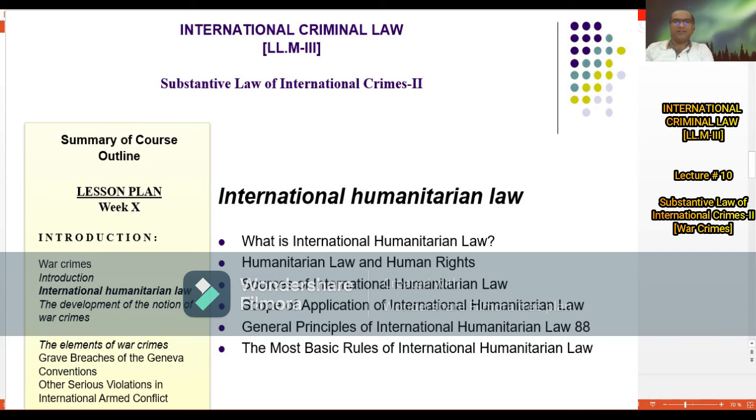In cases not covered by this protocol or by other international agreements, civilians and combatants must remain under the protection and authority of the principles of international law derived from established custom, from the principles of humanity, and from the dictates of the public conscience. And students, these are the most basic rules of international humanitarian law.